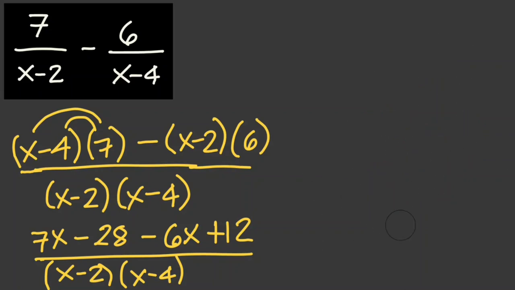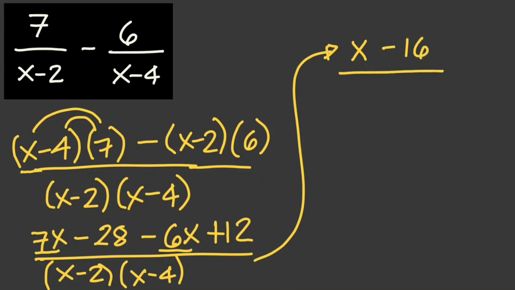Now we can simplify the numerator further. We group like terms. 7x minus 6x is just x. Negative 28 plus 12 is negative 16. So we have x minus 16 over x minus 2 times x minus 4. So this is our final answer.